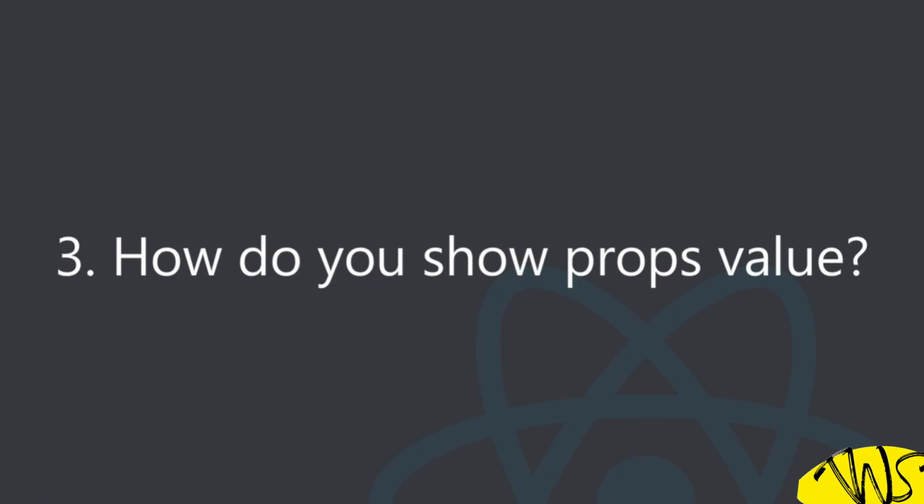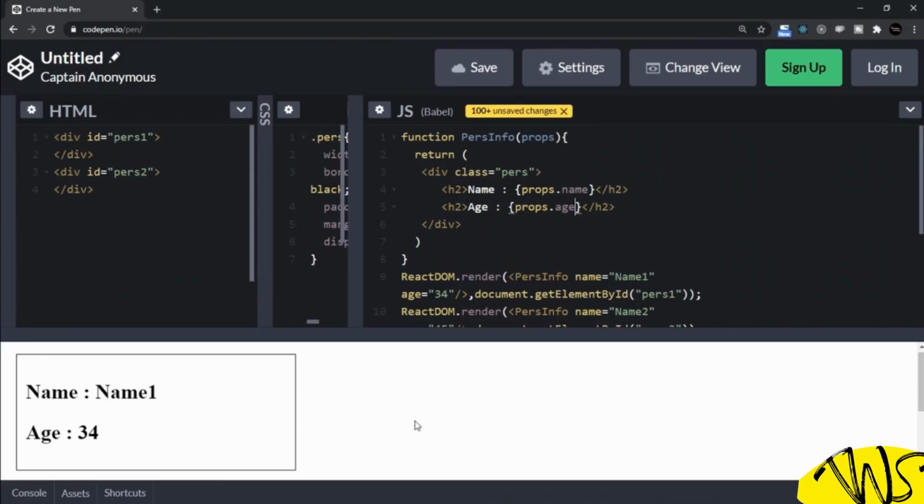And the last question is, how do you show props value? So when you have to display the props value, this is how you do it. You use the curly bracket and you try to show the value. If you directly put it, it won't show. So it's a dynamic value which you need to refer. And for that, you write it like this. You have curly brackets and you display it.